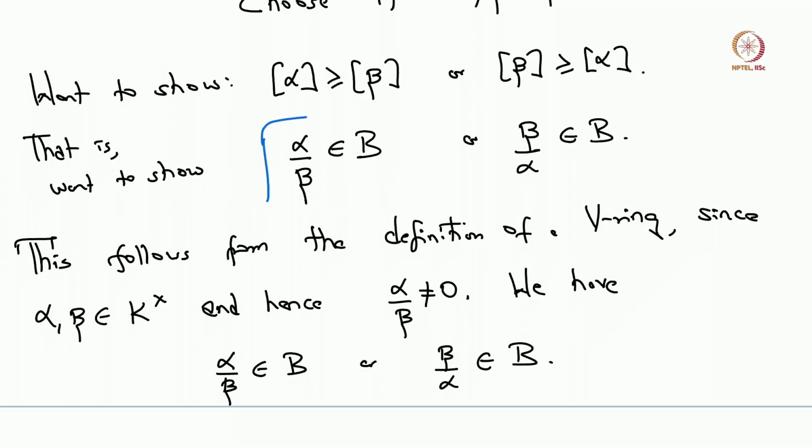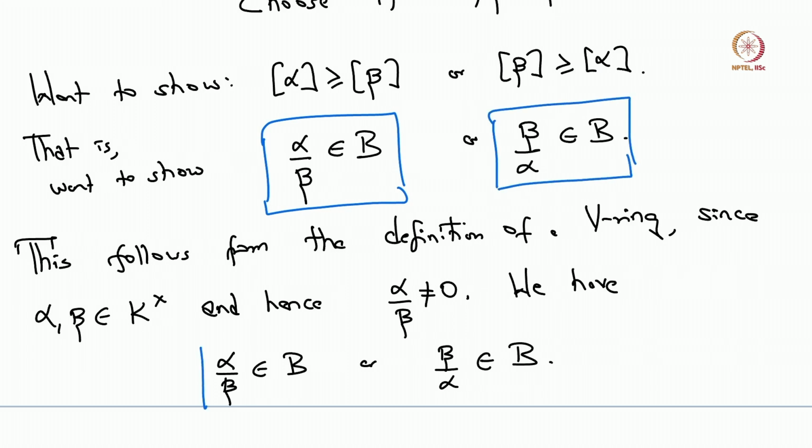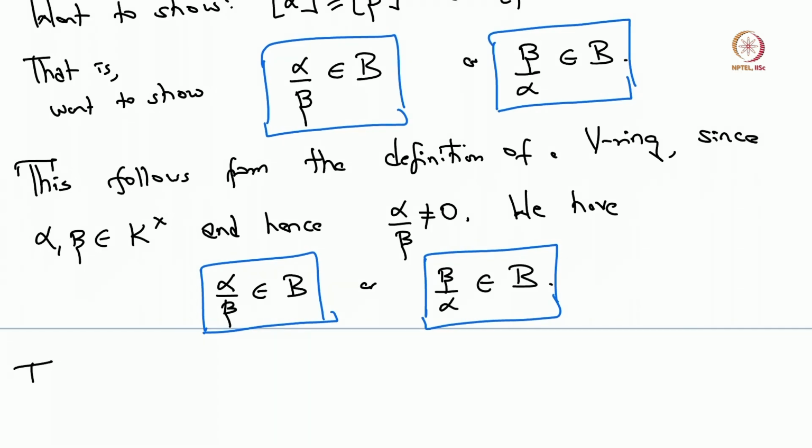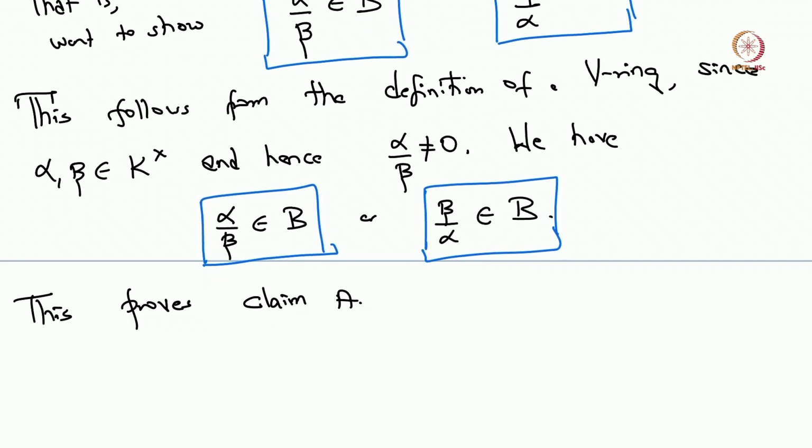Okay, and that's exactly what we wanted to show. We wanted to show that either alpha over beta or beta over alpha belongs to B. And so this just follows by unwinding the definition of what it means for B to be a V ring. Okay, so this proves claim A.